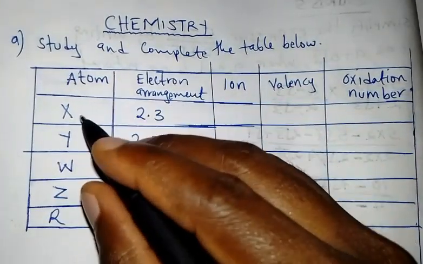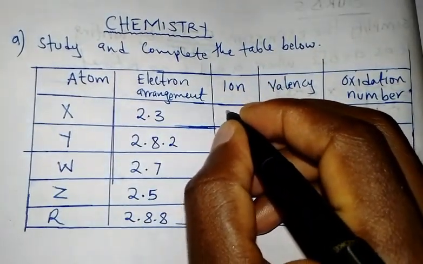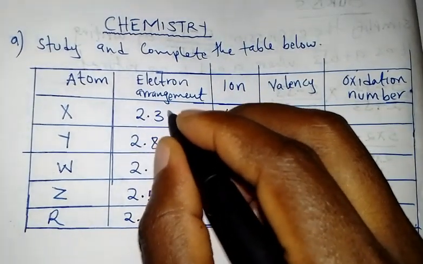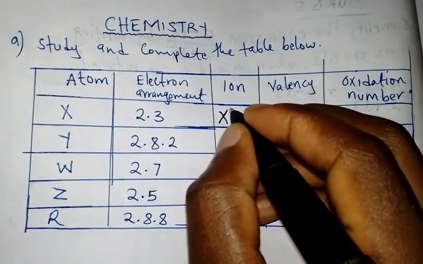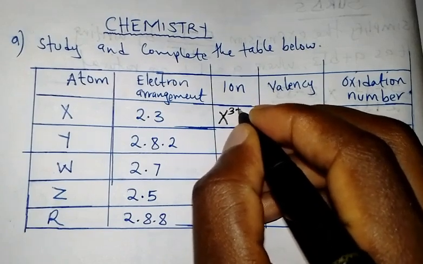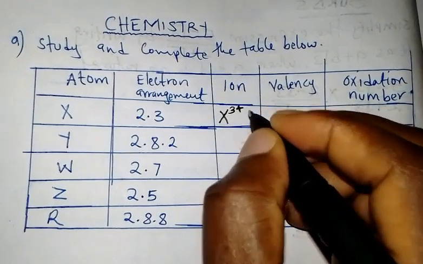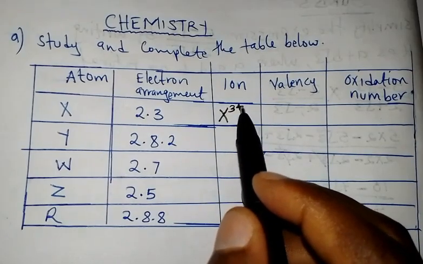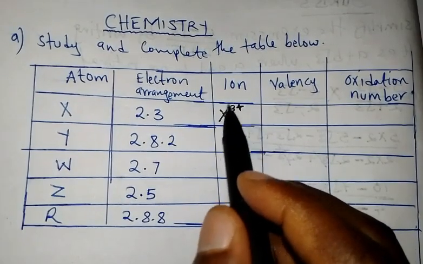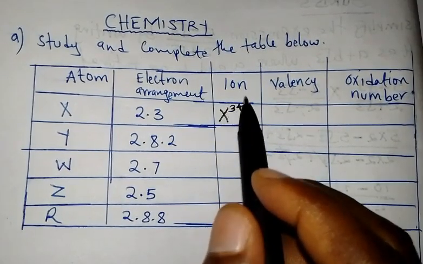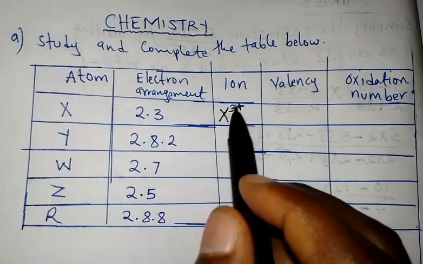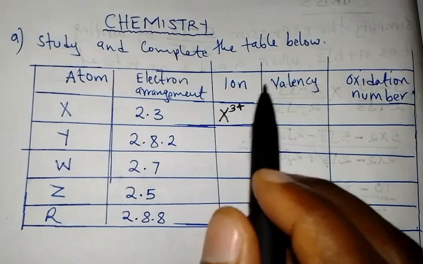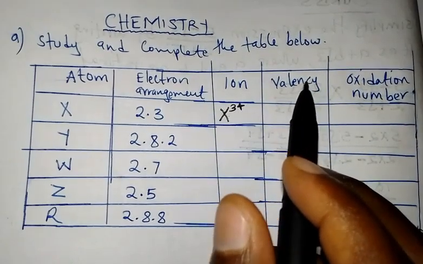So the ion of the X will be X. How many electrons has it lost? 3. So we'll have 3 plus. The positive sign here shows that the atom, for it to form an ion, has lost electrons. And in this case here, it has lost 3 electrons.